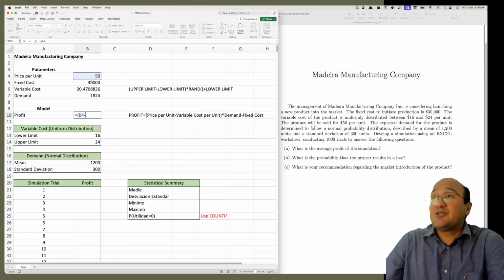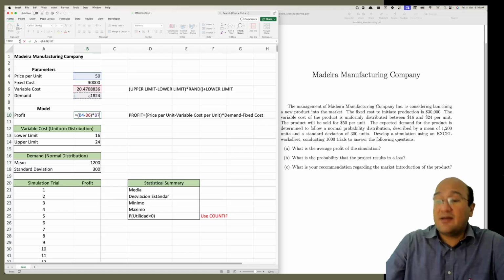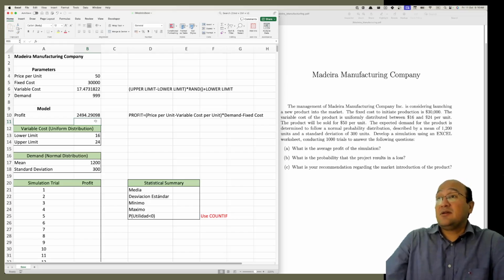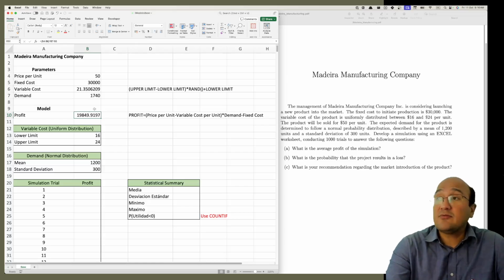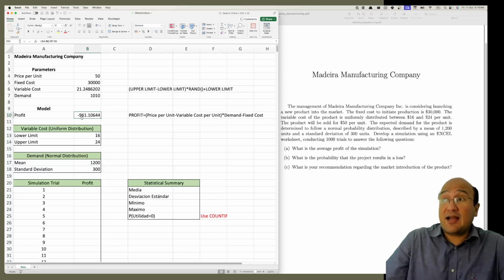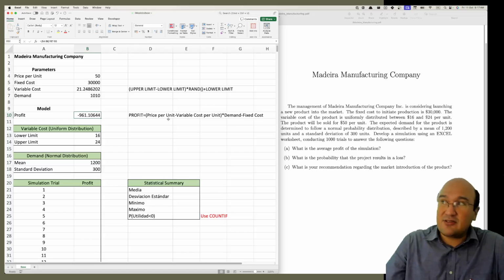First, the profit per unit times the demand minus the fixed cost. And here is the profit for one simulation. Let's simulate it many times. Look, we can have negative profit, a loss. Why is that? When the demand is too low, so low that the fixed cost is bigger than this multiplication, then we have a loss.